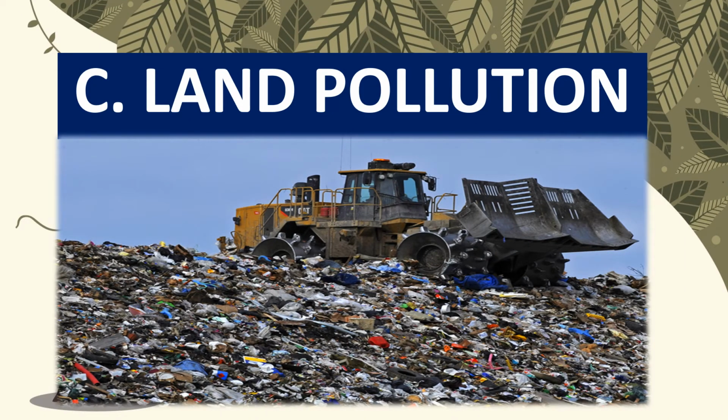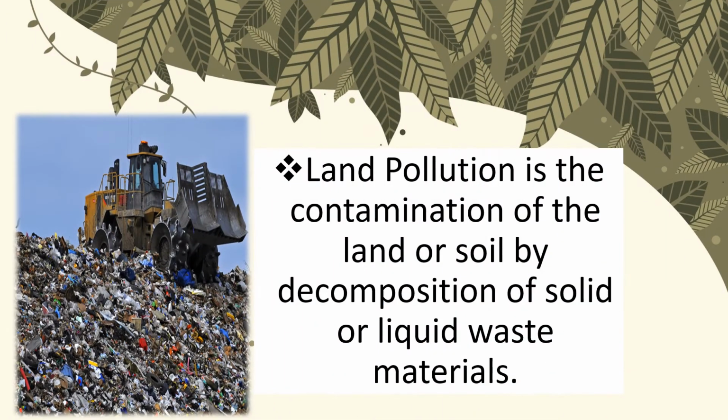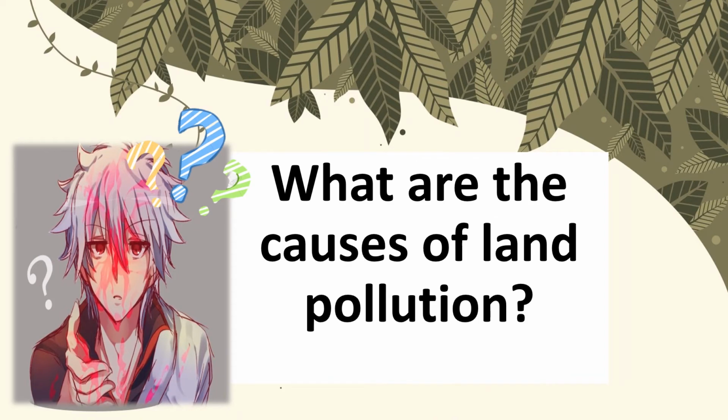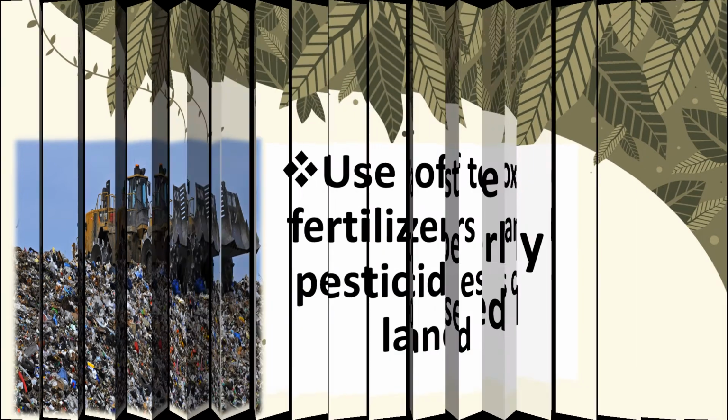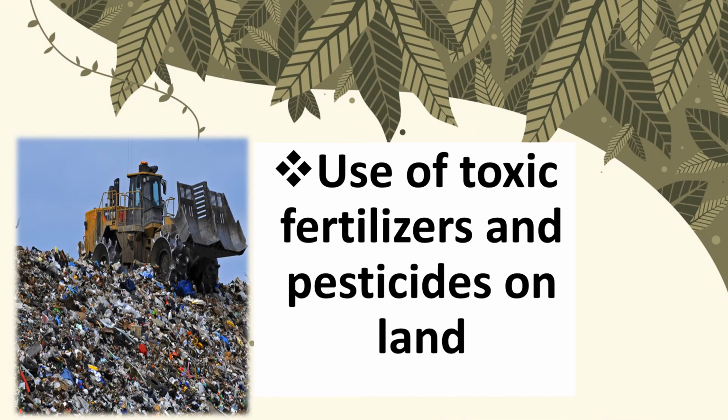Another type of pollution is land pollution. Land pollution is the contamination of the land or soil by solid or liquid waste material. What are the causes of land pollution? The first thing that can cause land pollution is waste improperly disposed. The second one is the use of toxic fertilizers and pesticides on land.